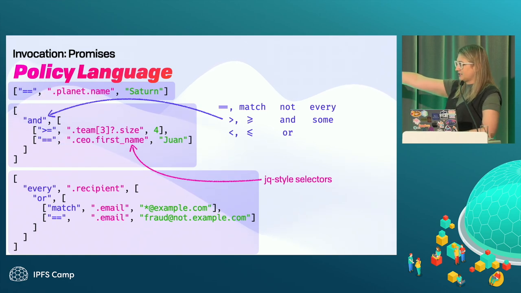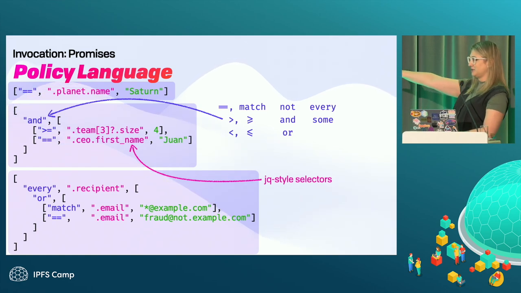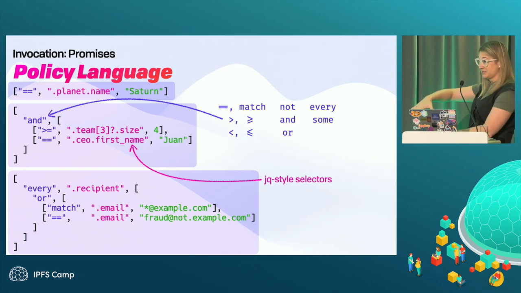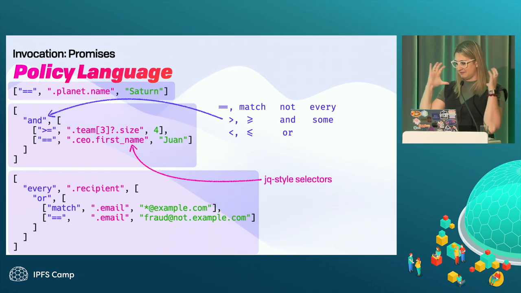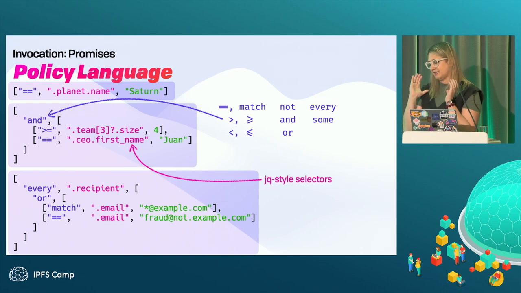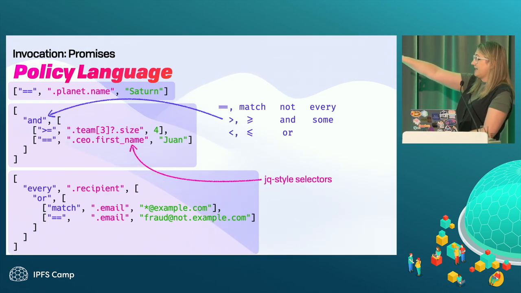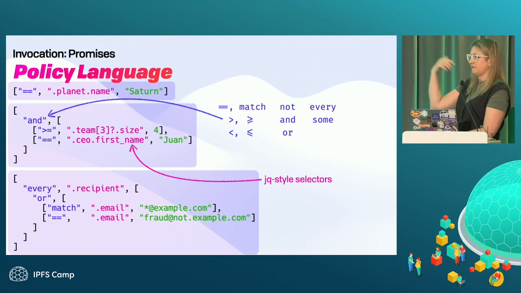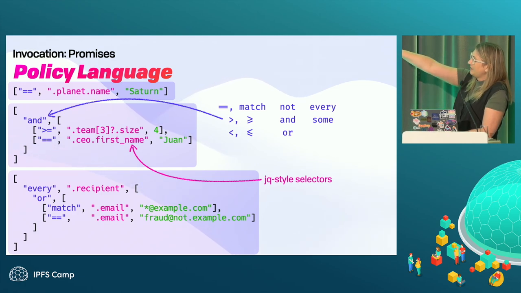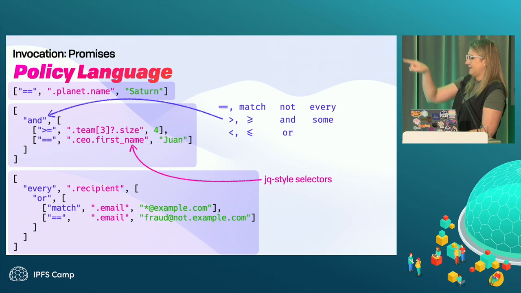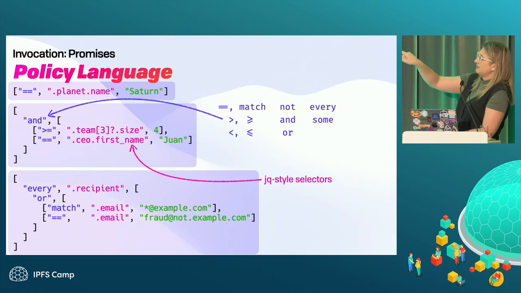And JQ style selectors, it is like 99% identical to JQ. JQ actually works on streams. We don't work on streams because we're just looking at concrete IPLD. And really what all we're saying is, okay, in the arguments, when you eventually go to invoke this, planet name, the field planet, and then inside of that name, must equal Saturn. Or team 3 size has to be 4, and the CEO's first name needs to be Juan, right?